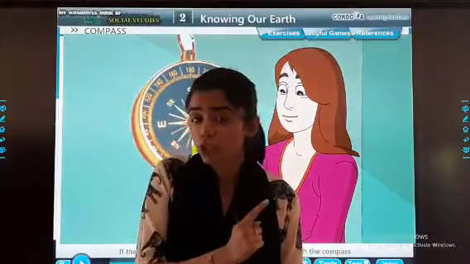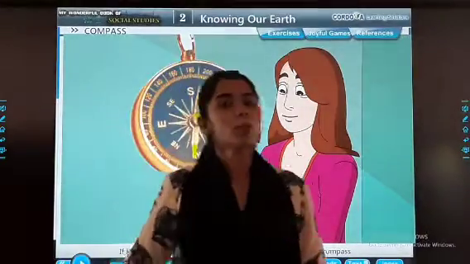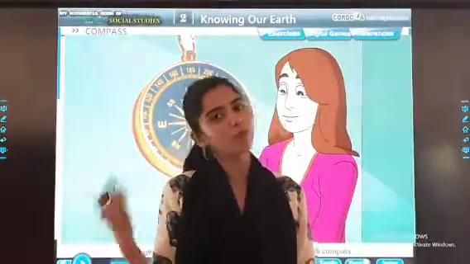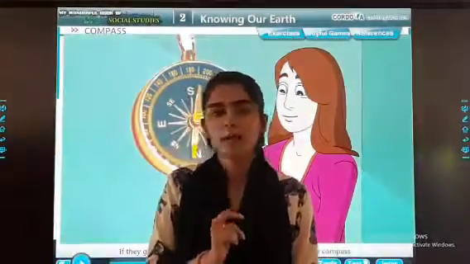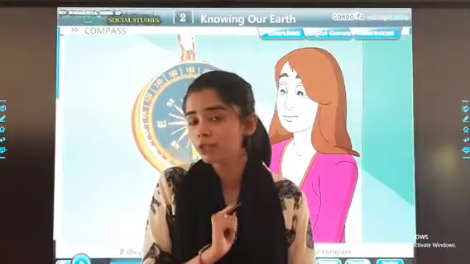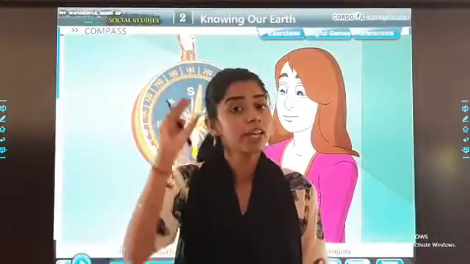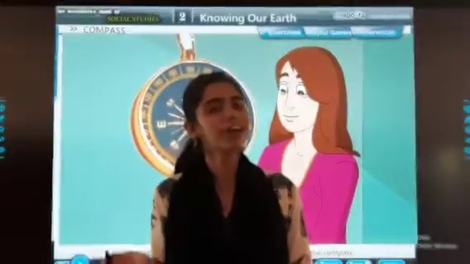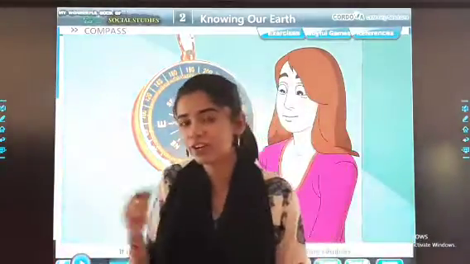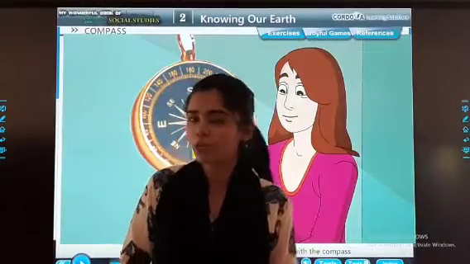So this was the use of compass, and also with the help of compass, we can find out directions. Not only the sailors but we also. हम तो generally अब Google के through कर लेते हैं, but sailors mainly use it because sometimes they may not get network also. Network नहीं होगा, so how to find out? This device is very useful for them. Is it clear, children? So with this we had completed our chapter number 2, Knowing Our Earth.